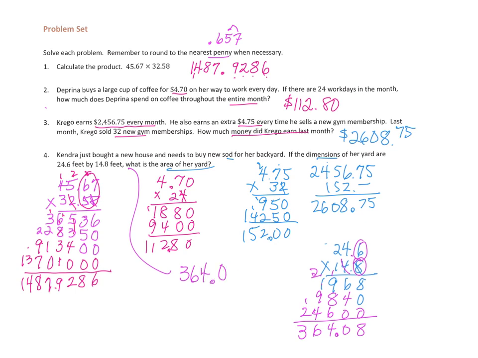364 and 8/100 yards squared. I can do the superscript 2, or I could also say square yards. I could write it that way too. Okay, well done. There's a lot of multiplication, isn't there?